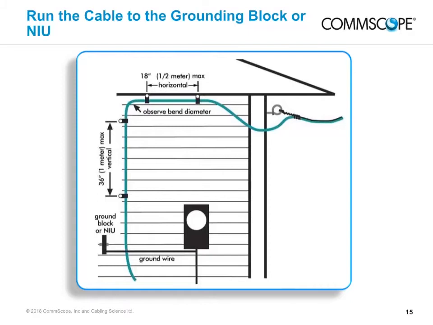Place your first clip so as to allow for a small drip loop. Then place the clips about every 3 feet or 1 meter for vertical runs and no further apart than 18 inches, 0.5 meters on horizontal runs. Make sure you do not kink or bend the coaxial cable tighter than the recommended bend diameter, usually 10% of its outer diameter. Check your cable specs to be certain. All coax connections to the grounding block or splitters must be horizontal.